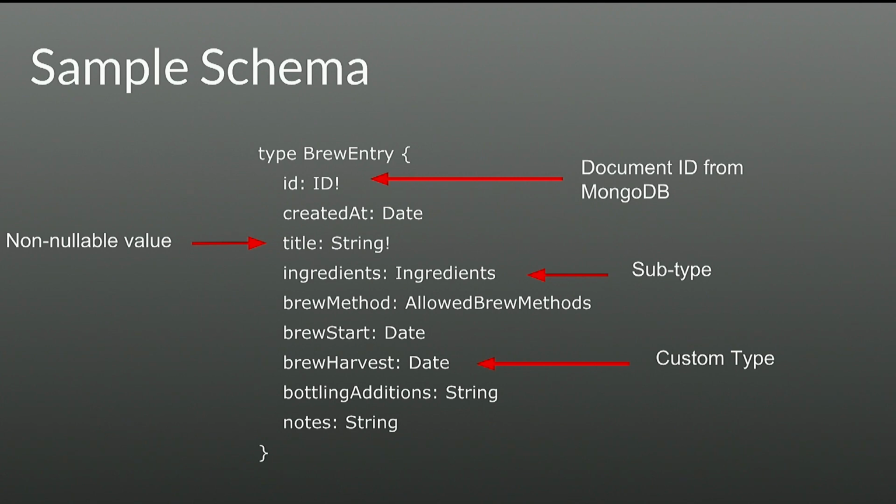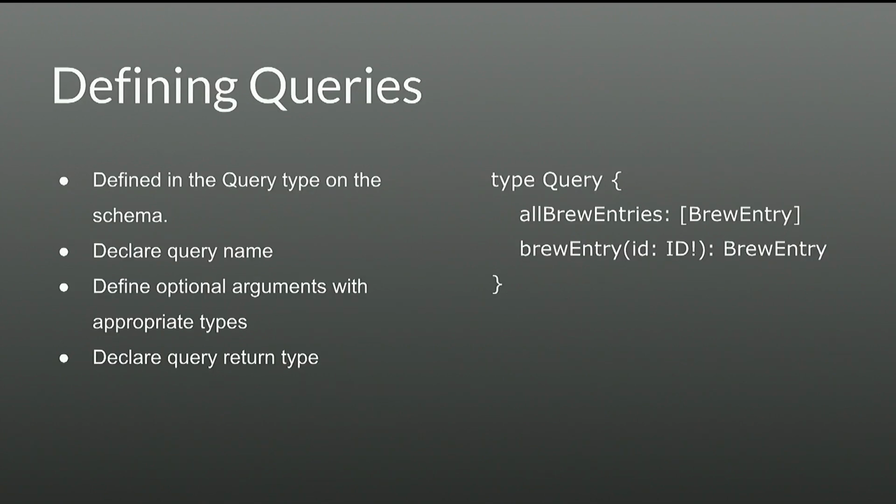You can declare your own custom types, so you don't have to stick to the default types that come out of the box. You just have to say how they're serialized and deserialized in the database with GraphQL. Declare that in your schema, and then you can use it elsewhere. And you can also use enums or union types. So the brew method, where it says allowed brew methods, that's an enum type. So it's only going to allow one of several values. Then we define our queries, which are in their own type called query. That's a reserved phrase for setting up your queries in GraphQL.